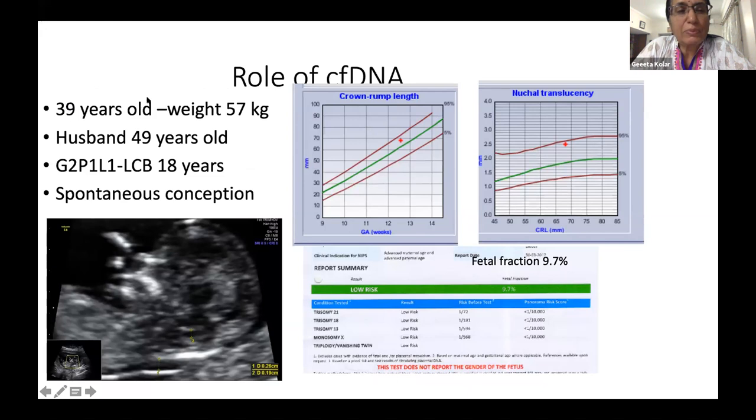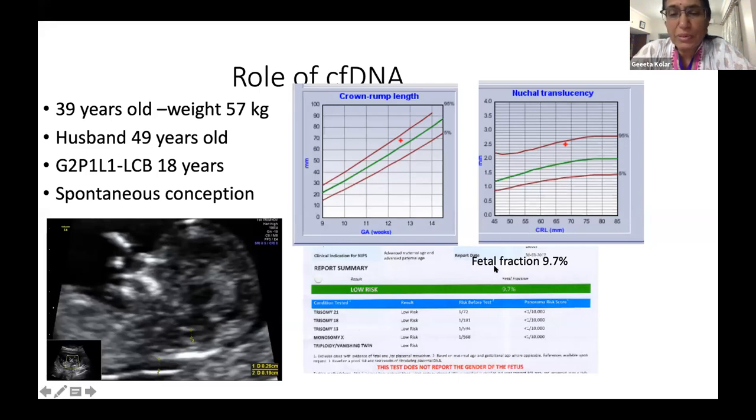Here is an example where a woman is 39 years old, husband is 49, she has a child who's 18 years. This is a spontaneous conception. Her NT is in a good range, 2.6. There is a good nasal bone. Everything else looks fine, but she still wants a reassurance that she's not dealing with Downs. Then you can ask for a cell-free DNA.